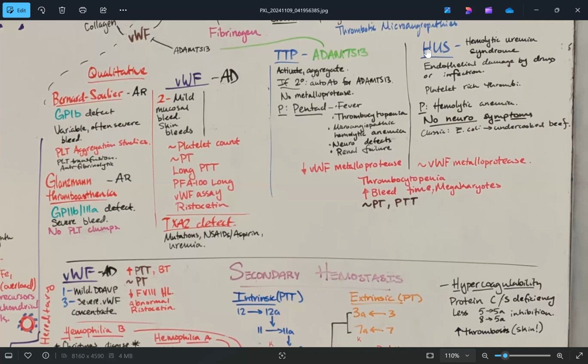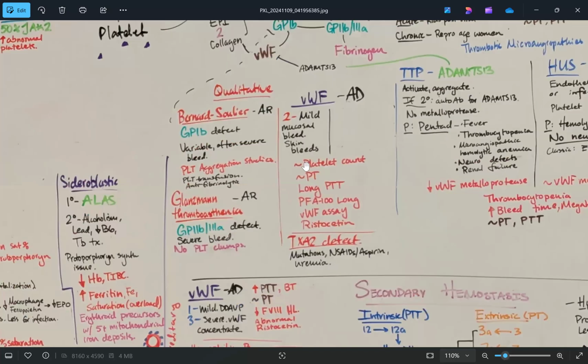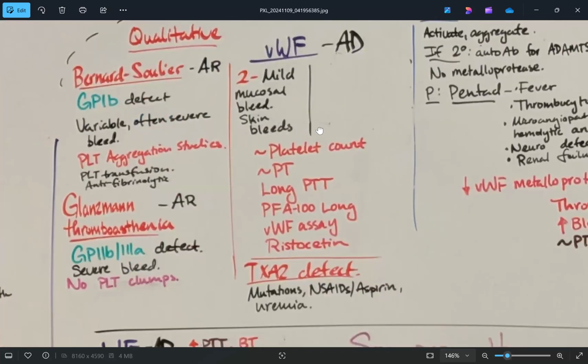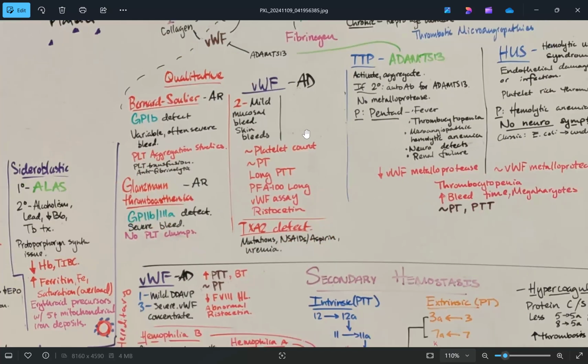Last but not least, we have our qualitatives, which will be starting with Bernard-Soulier. It is an autosomal recessive disease with a GP1B deficit. So if you have a GP1B deficit, you will not be binding to von Willebrand factor for the aggregation of your platelets. You can have variable but often severe bleeds. For testing, you just do platelet aggregation studies. Treatment would be platelet transfusions and antifibrinolytics.